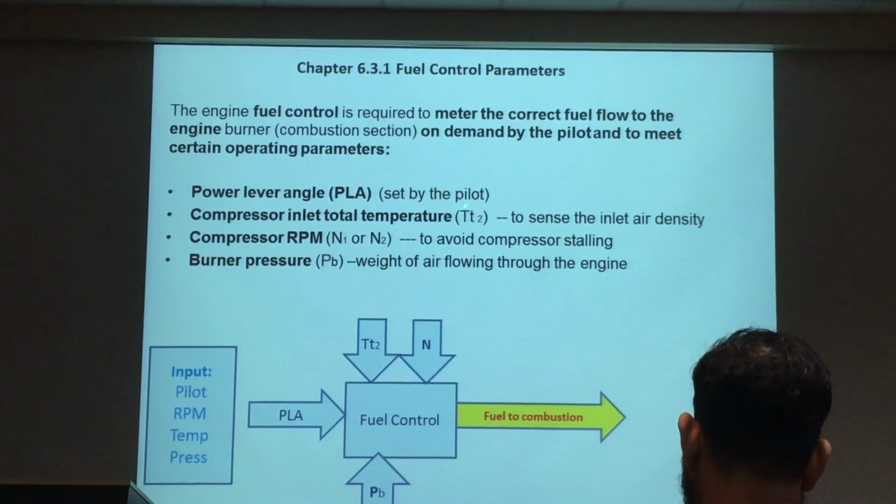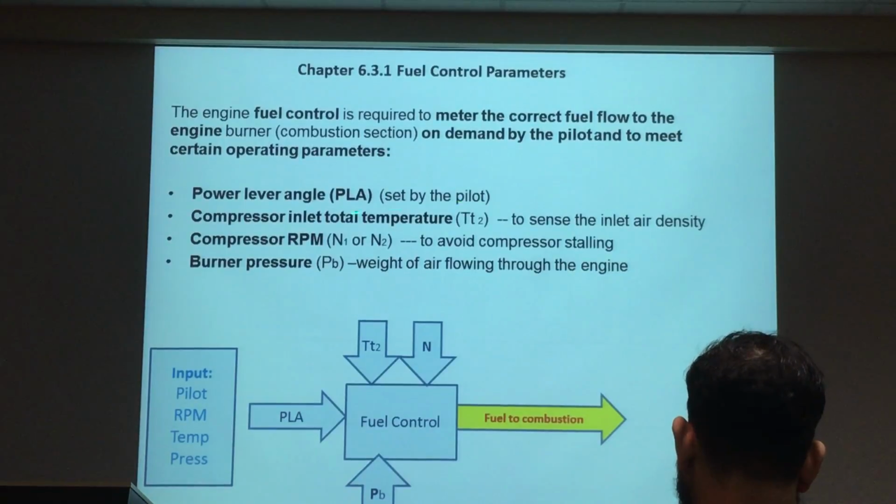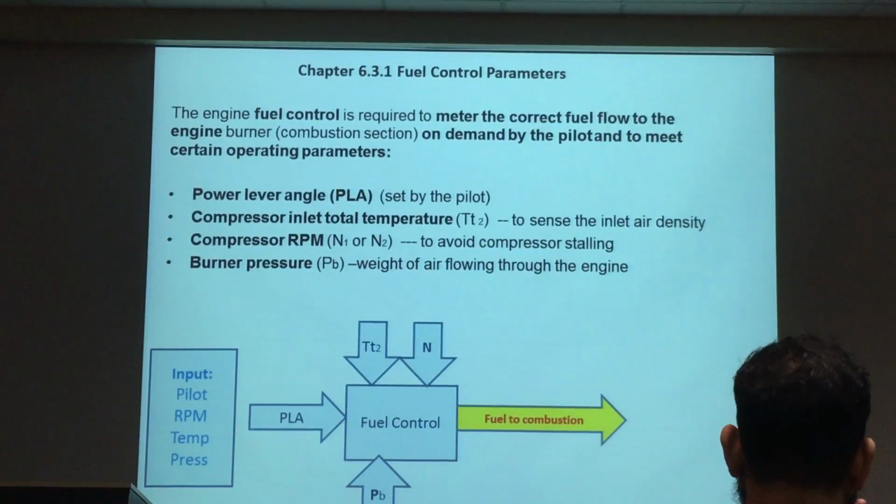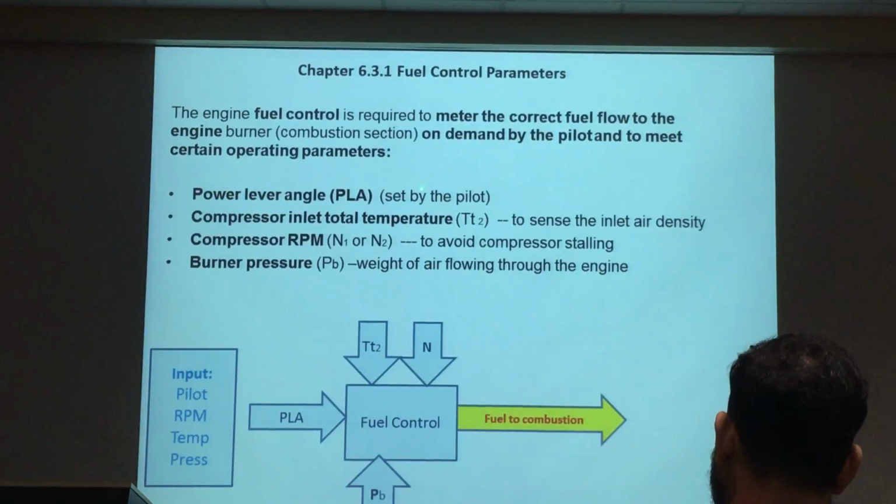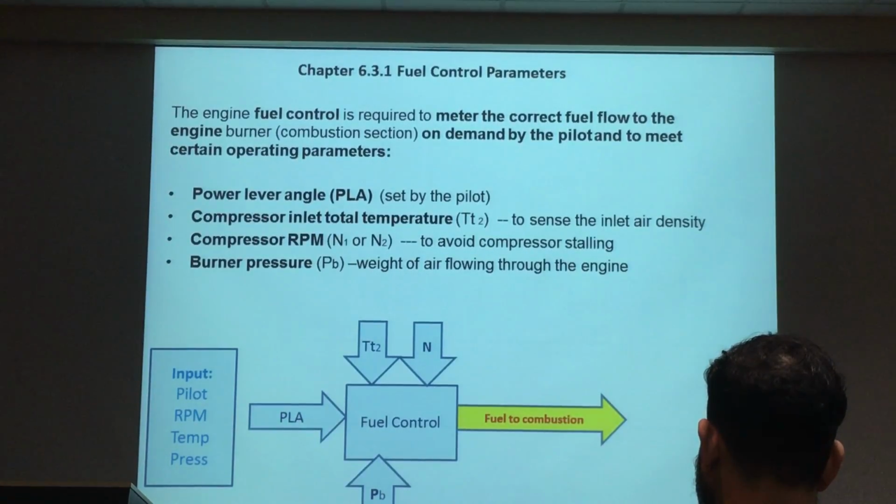The first one is your pilot command. You set your throttle lever angle. Remember your throttle lever? Okay? That's why you call it PLA, power lever angle. You can call it throttle lever angle or thrust lever angle. Different textbooks give you different names, okay? All mean the same thing. The pilot has to give a command. I command this engine to give me part power. I command this engine to give me full thrust, takeoff power. This is called command. The next one is your compressor inlet total temperature, your TT2.